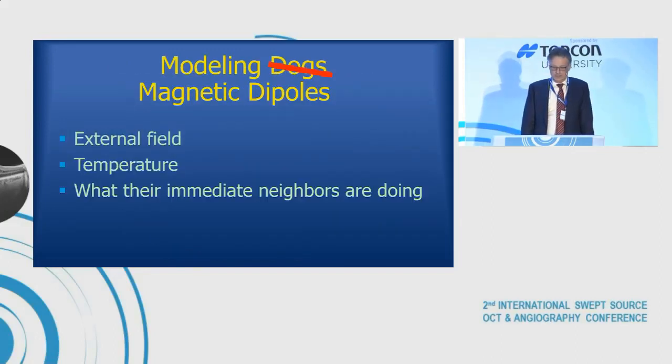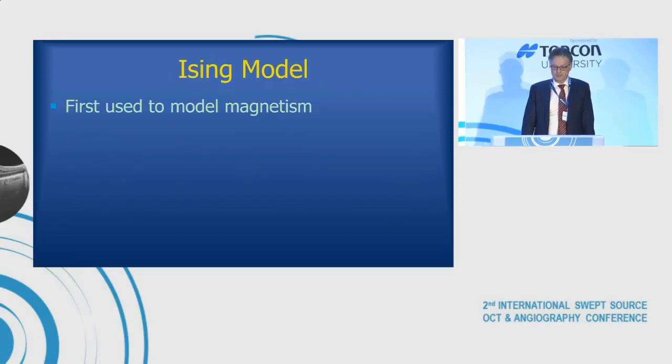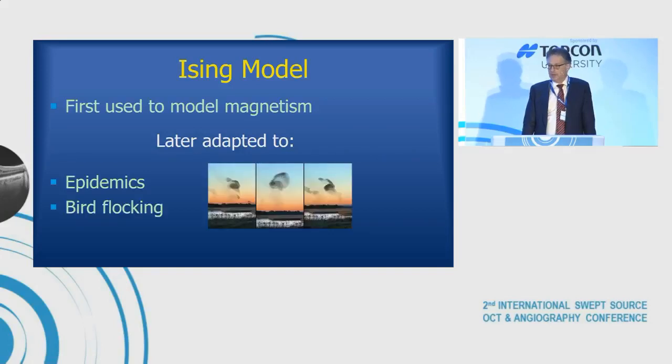To make magnetic dipoles align, you need an external field. The temperature has to be low enough, and you have to care about what their neighbors are doing. That whole model is called an Ising model. It's actually a fairly simple model to make. That would be interesting in its own right, but people later adapted the Ising model to a number of things, like epidemics, or how birds flock.